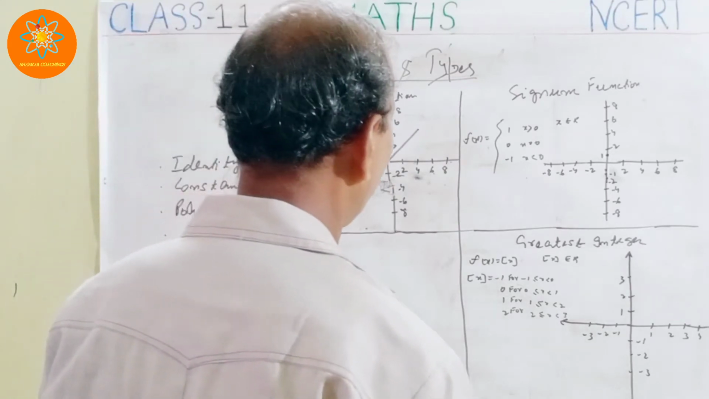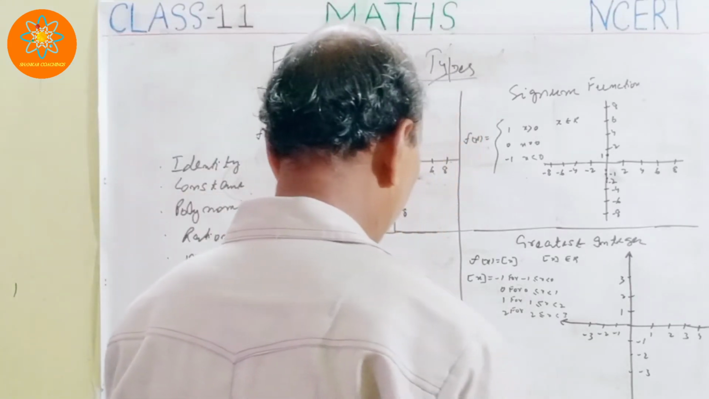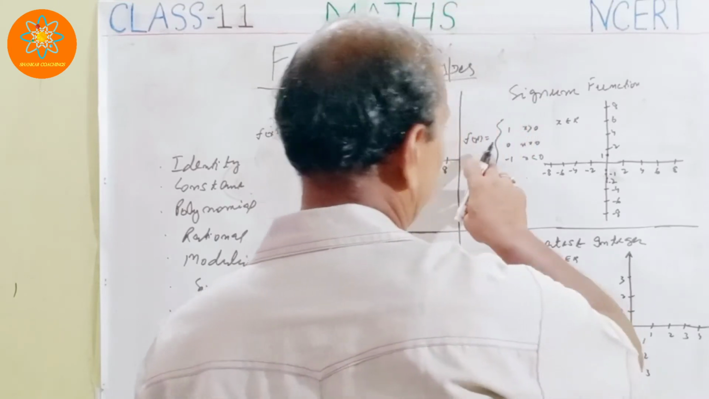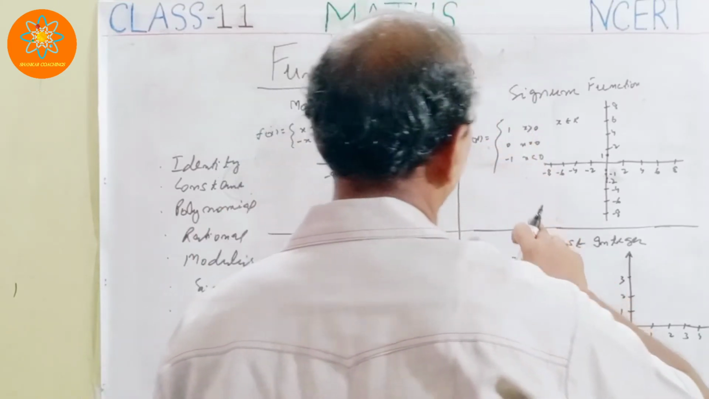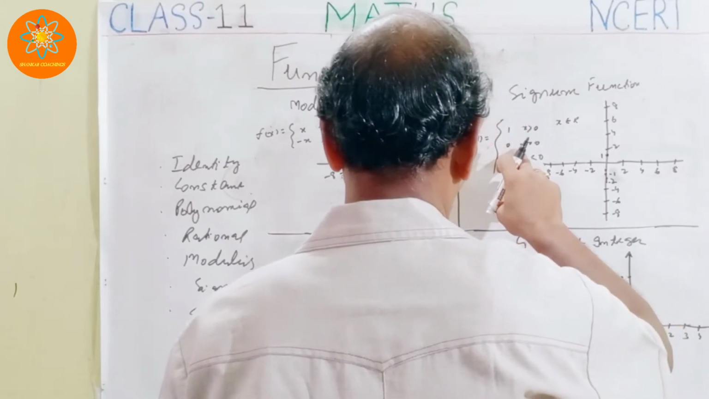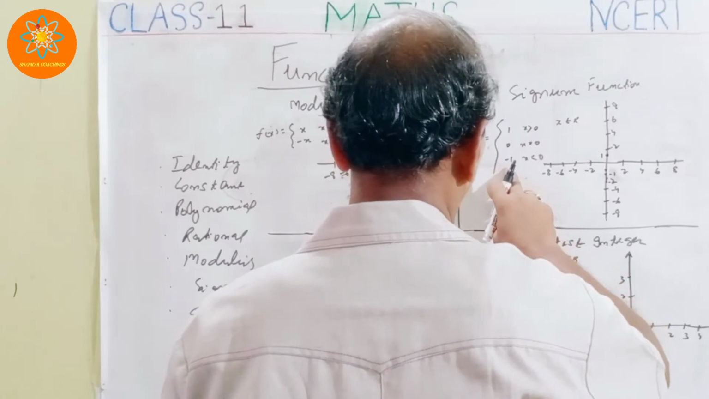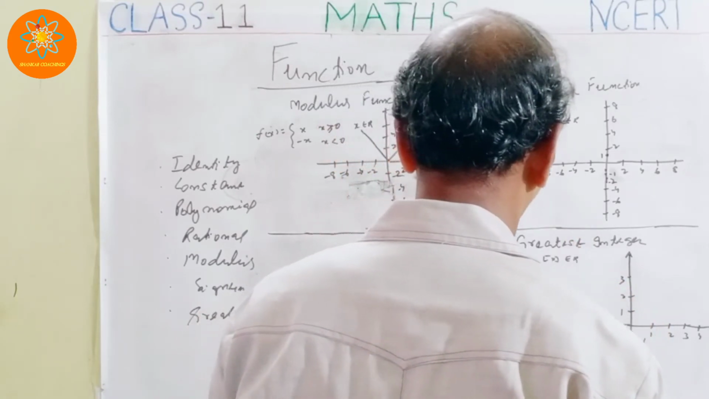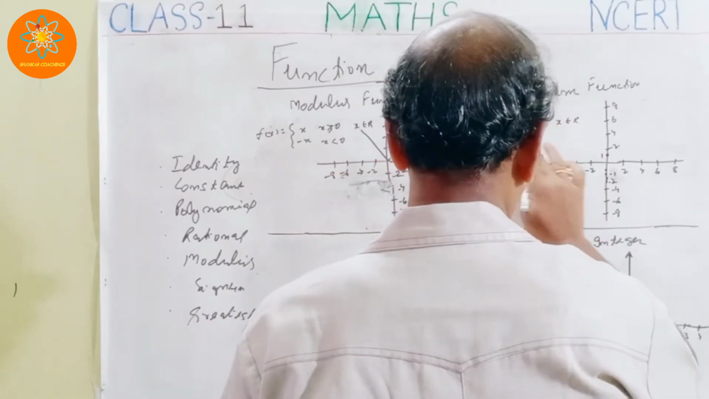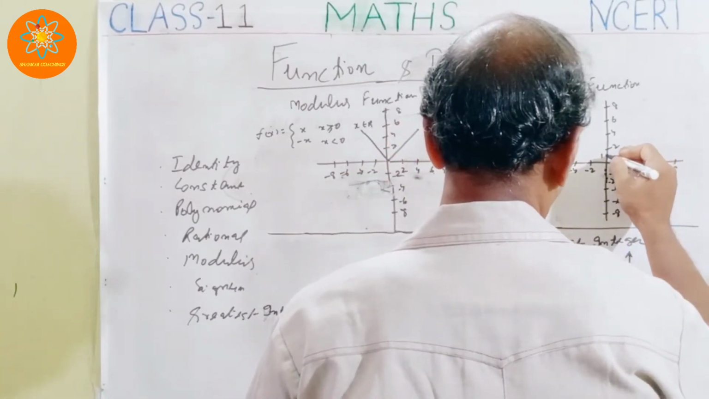Now the next one is your signum function. The signum function is defined as f(x) is equal to 1 for x greater than 0. It is 0 when x is equal to 0, and it is minus 1 when x is less than 0. So for x greater than 1, this will be like this.